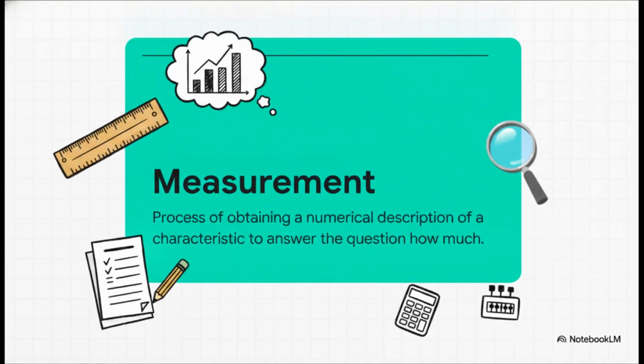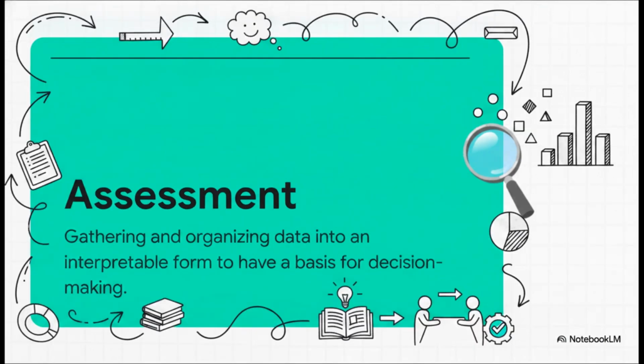Now, once we actually use that tool, we move to measurement. If the test is the ruler, measurement is the act of reading the hash marks. It specifically answers the quantitative question, how much? How many answers were correct? What is the raw score? But we don't just stop at gathering numbers.